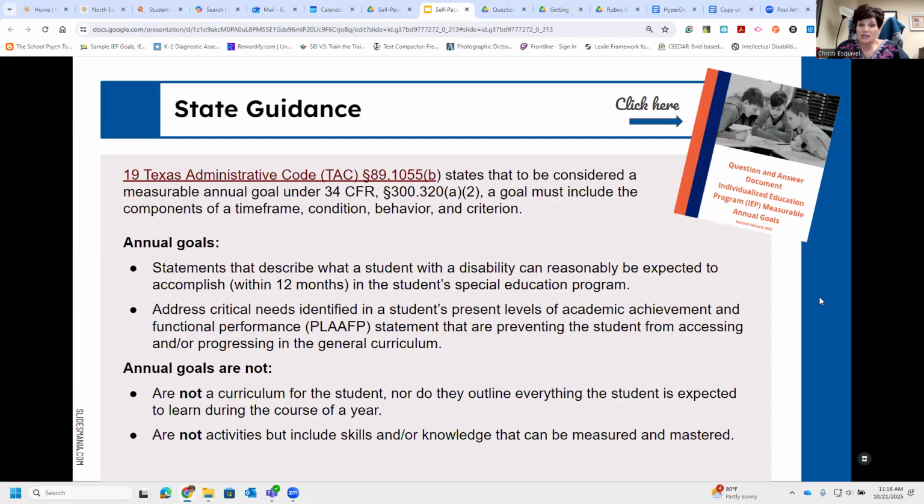The goals must address the critical needs identified in the PLAF. It's important to remember that goals are not curriculum for the student, and they don't outline everything the student is expected to learn during the course of the year. The annual goals are not activities, but include skills and/or knowledge that can be both measured and mastered.